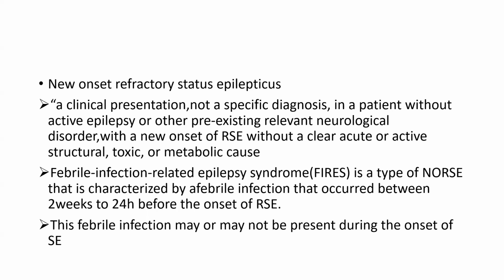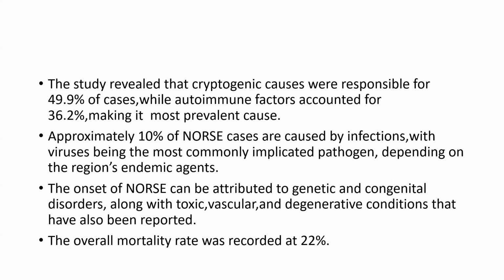It is a type of new onset refractory status epilepticus that is characterized by a febrile infection that occurs between 2 weeks to 24 hours before the onset of refractory status epilepticus. This febrile infection may or may not be present during the onset of status epilepticus. The study revealed that cryptogenic causes were responsible for 49.9% of cases, while autoimmune factors accounted for 36.2%, making it the most prevalent identified cause.